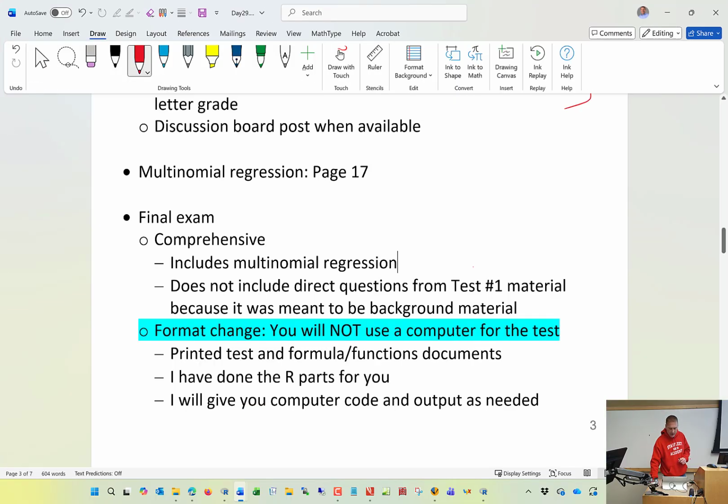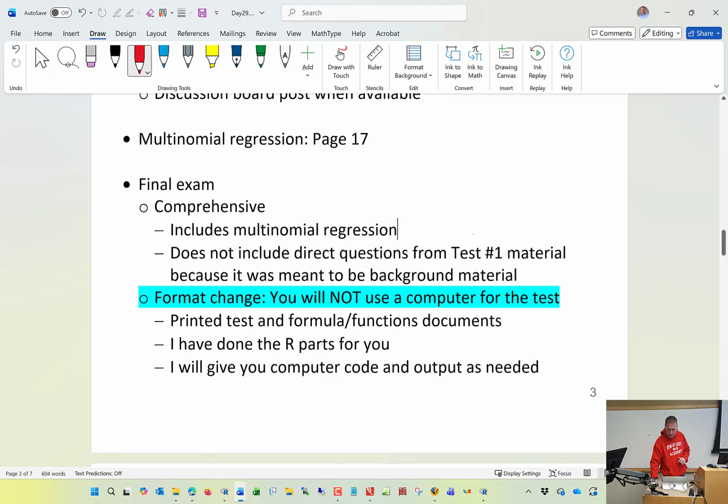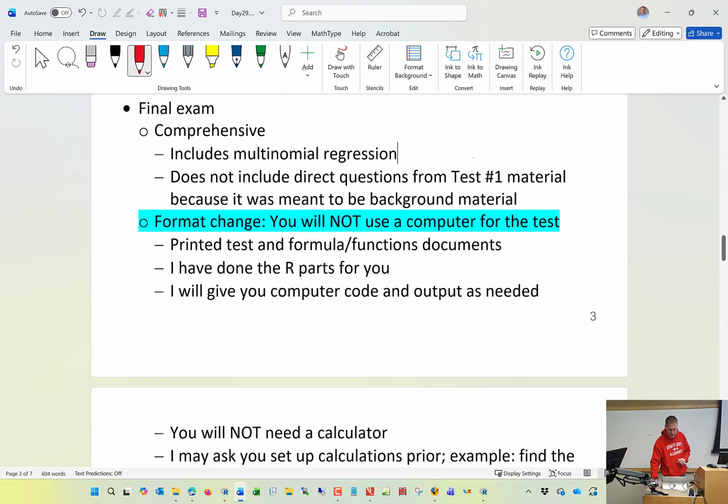Okay, let's talk about the final exam. I think we'll be able to actually finish this today. So this is a comprehensive exam. It does include multinomial regression. I think I finished writing the exam the other day. I think there's about 15 points for multinomial regression, so not much. It does not include direct questions from the test number 1 material, because that's kind of background material for this course. There is a format change for this.